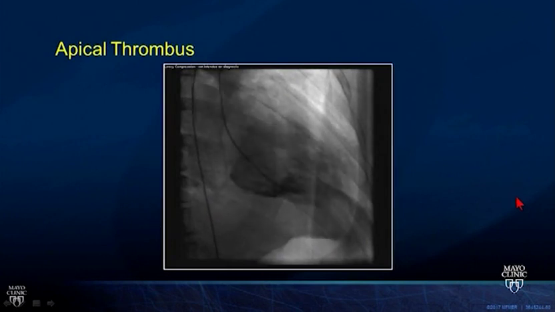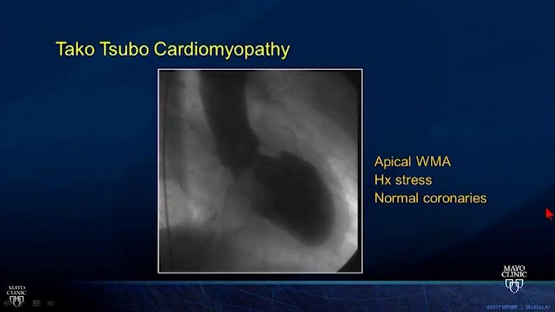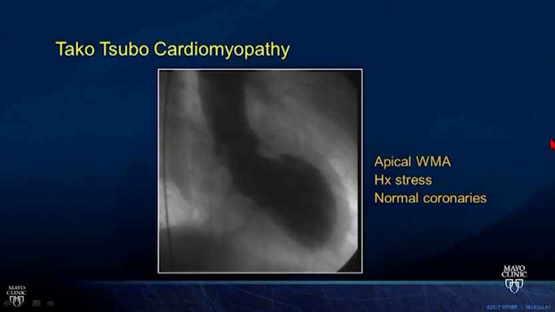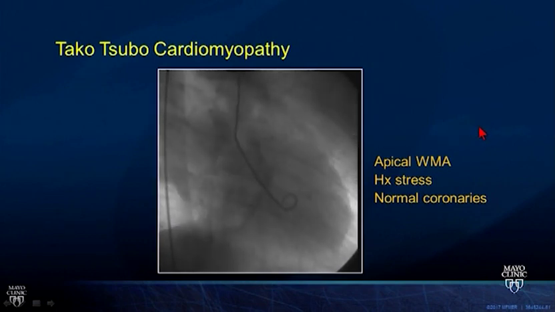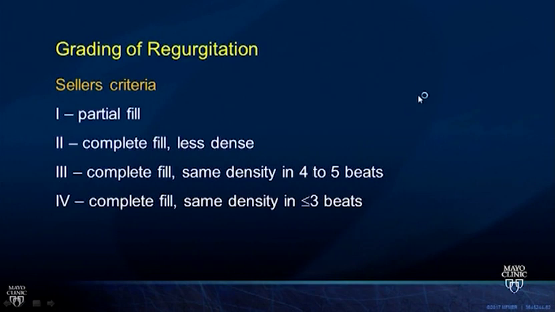Here's an example of apical thrombus. You see this patient has severe LV dysfunction and then this circular filling defect in the apex. So when you see that, think of apical thrombus. Here's a patient with Takotsubo cardiomyopathy. They have a hyperkinetic base, but akinesis of the apex and sometimes also the mid-LV wall. These patients will typically have a history of recent stress, either a medical illness in the ICU or emotional stress, and will have relatively normal coronaries, or at least no culprit lesions to explain this.